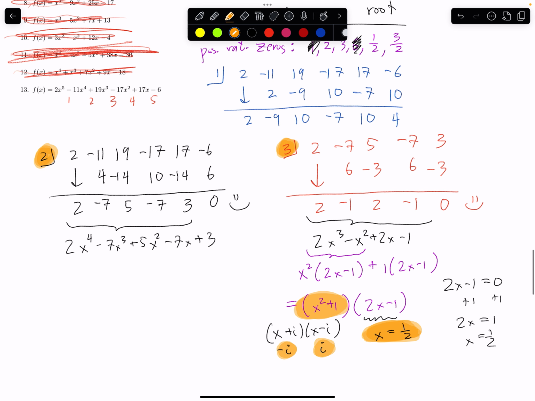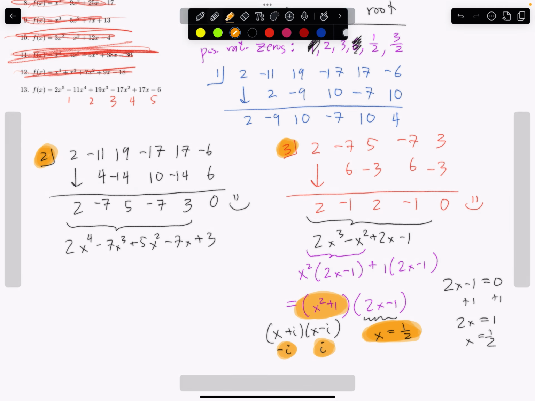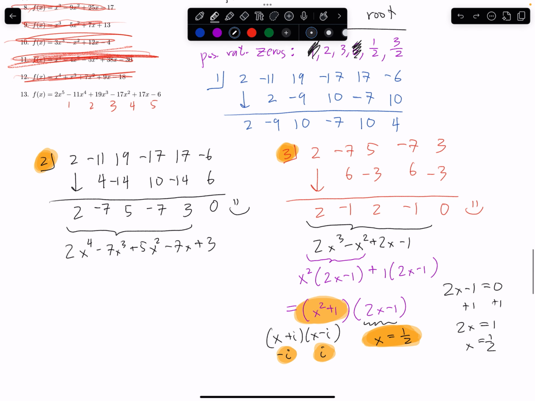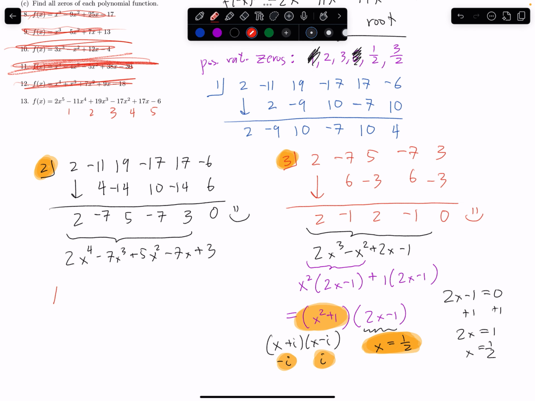So awesome. We found 5 roots, and the degree of our polynomial was 5. So that means we found them all. Let's summarize our answer right here in the bottom left. Answer. Let's see. The zeros are 2, 3, 1/2, i, and negative i. Those are the 5 zeros.